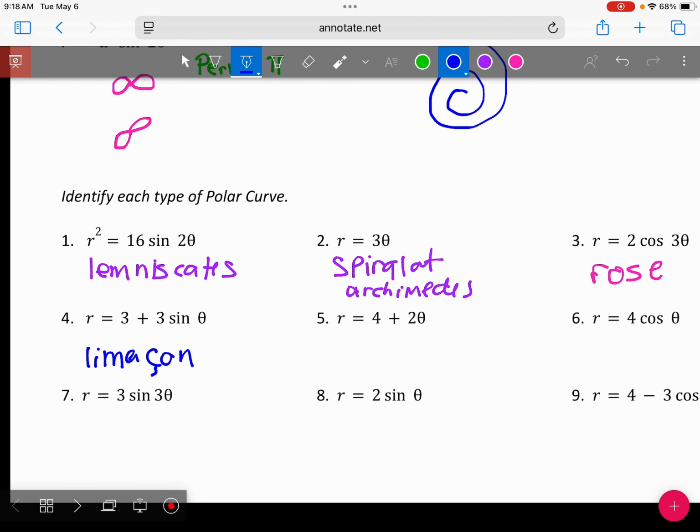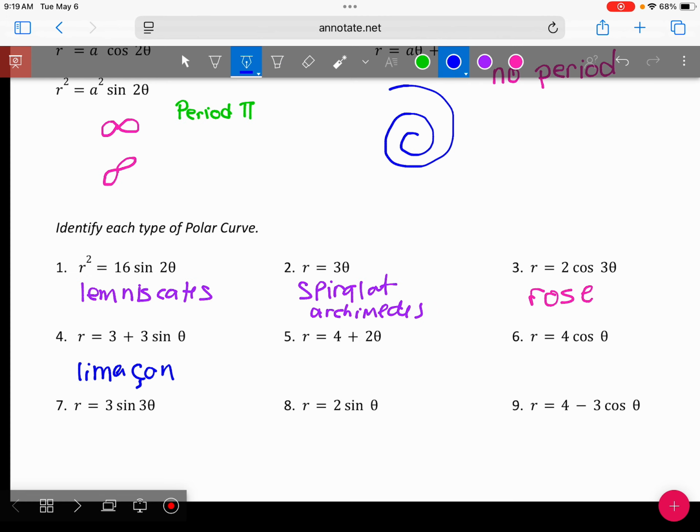All right, let's look at number 5. What do you think number 5 is going to be? Spiral.